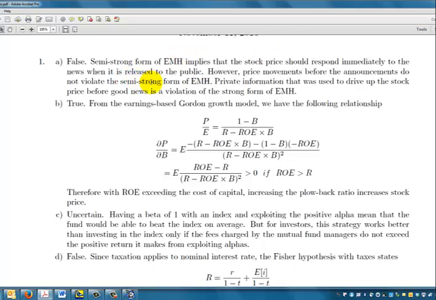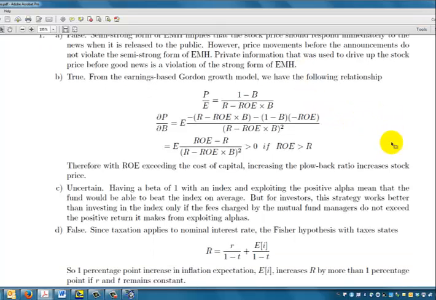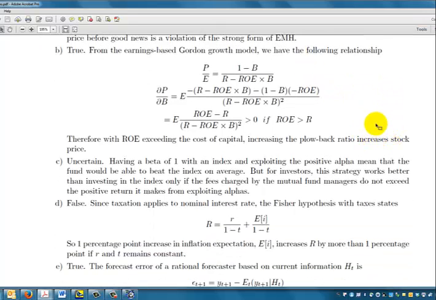Now, they do suggest that there's private information that was driving up stock prices, and to the extent that that's going on, that's a violation of the strong form of the efficient markets hypothesis. Now, the second statement is true.